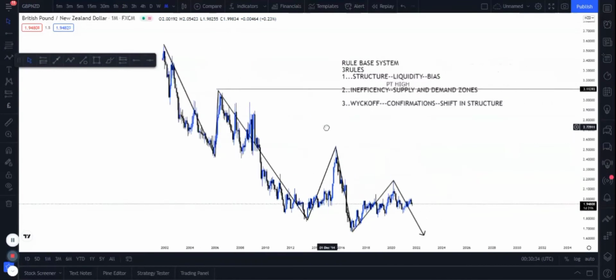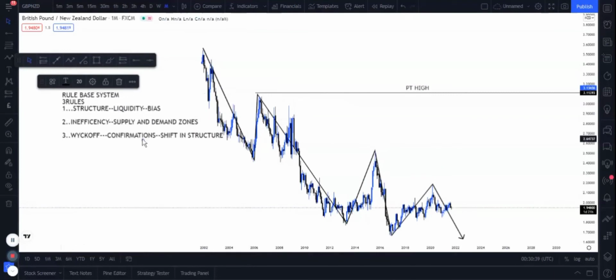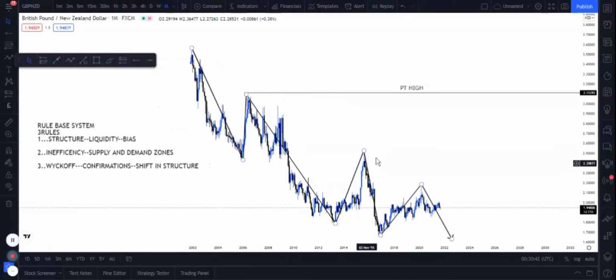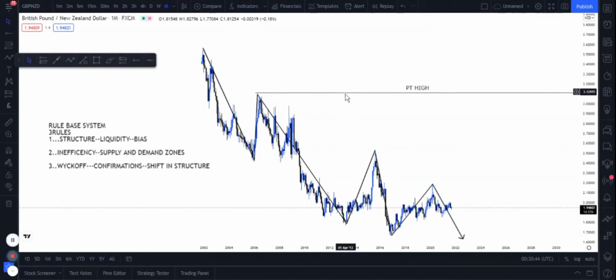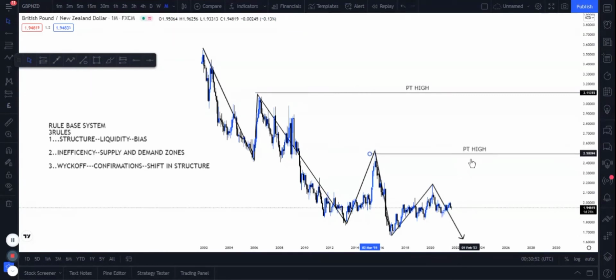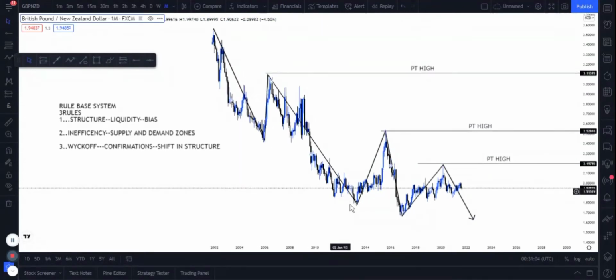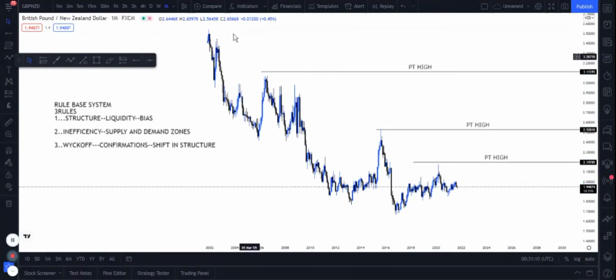I'm actually looking at liquidity right now. Let me just get this off there and put it somewhere here. It's safe there, so that is a protected one. And this also is a protected one. This is also a protected one. And this is also a protected high. So let's just get rid of this. We already know where we are.